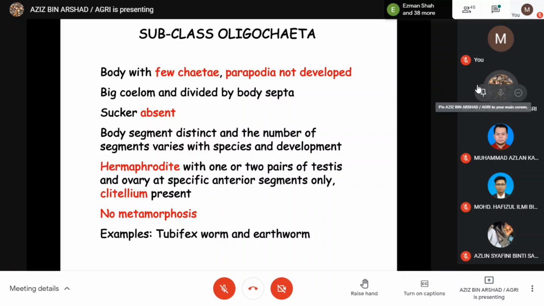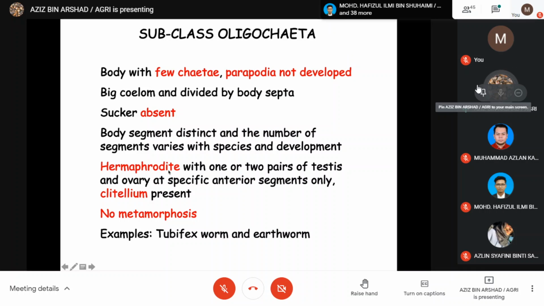So in subclass Oligochaeta, the body has few setae, but you don't see parapodia. So you can see now the difference between Polychaeta and Oligochaeta. In Polychaeta, there is parapodia. In Oligochaeta, no parapodia. The coelom is there, divided by septa. Suckers are also absent. Body segments can be seen very clearly.